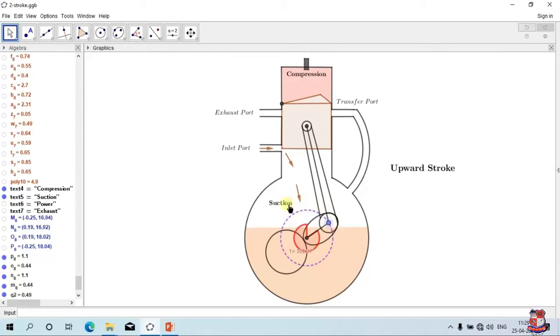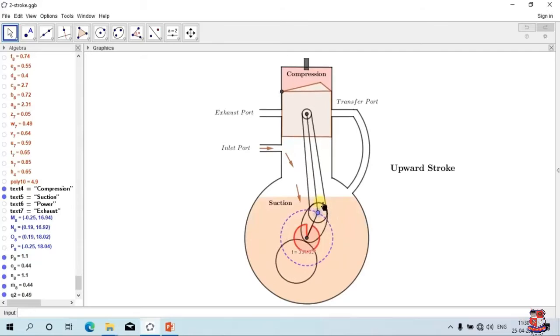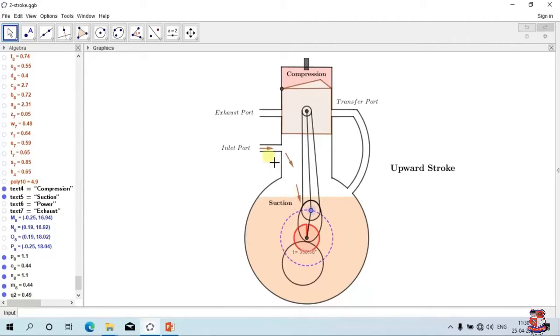So the charge will come inside the crank casing. The suction process will be going on in the crank casing, and as you can see, both the exhaust and transfer ports are covered. So in the top portion of the cylinder, the compression process will begin. Simultaneously, two processes will be going on: in the crank casing, suction, and in the cylinder, compression. These two processes go on simultaneously in one stroke only.